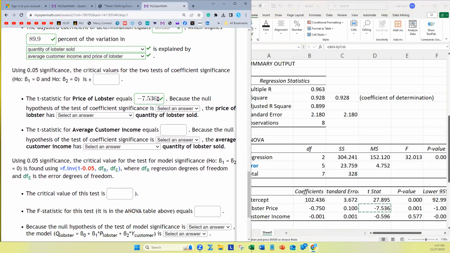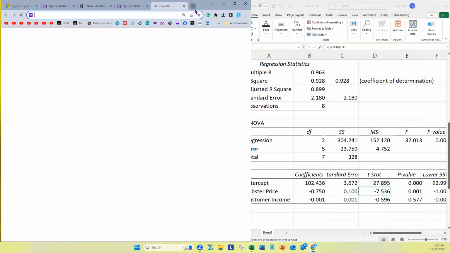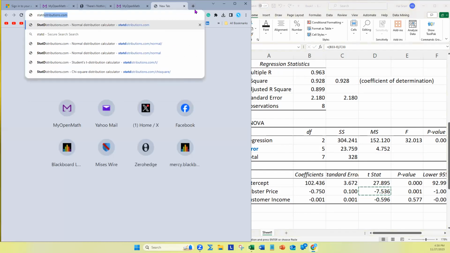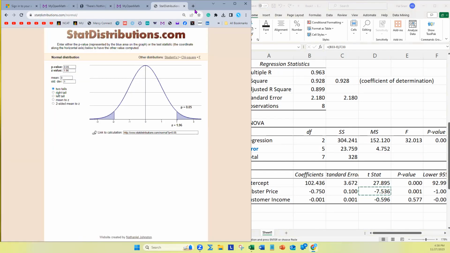Now, I'm going to use critical values to do this test, but I could use p-values as well, right? So I'm going to use Excel. Let me pull statdistributions.com up.